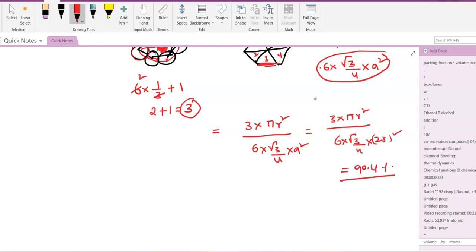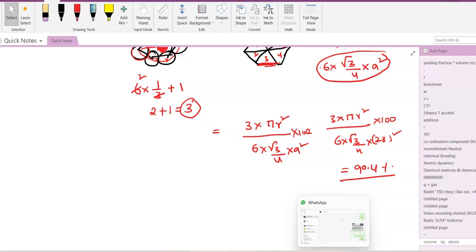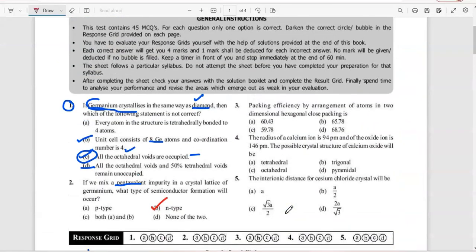Multiply by 100, because for packing efficiency we have to calculate for 100. So 90.4. Actually in this question the 90.4 option is not there, due to a printing mistake. I think this is supposed to come as 90.4. So this is the answer. Option A is the answer. 60.43 will not come.